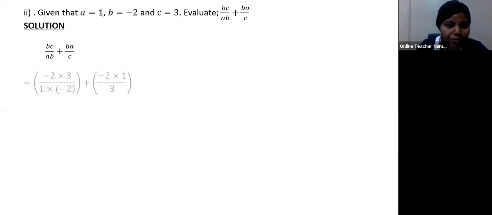So we are going to expand and replace. Where there's B, we'll put a -2. Where there's C, we'll put a 3. Where there's A, we'll put a 1. And where there's B, we'll put a -2.